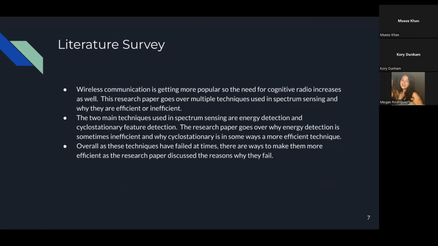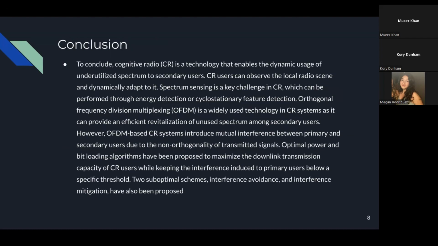The research paper goes over why energy detection is sometimes inefficient and why cyclostationary is in some ways the more efficient technique. The energy detection is inefficient because the threshold used for detecting energy in a certain channel has to be really low in order to sense something, and sometimes it has to be below the noise floor. This can make it fail. On the other hand, cyclostationary feature detection is much more efficient. Overall, as these techniques have failed at times, there are ways to make them more efficient, as the research paper discussed the reasons why they fail.